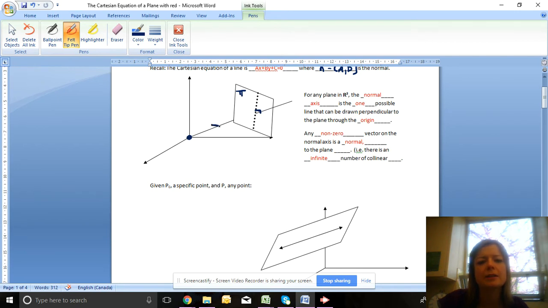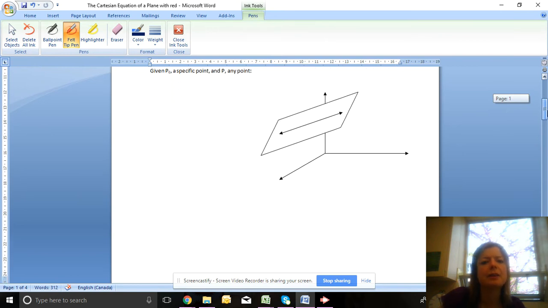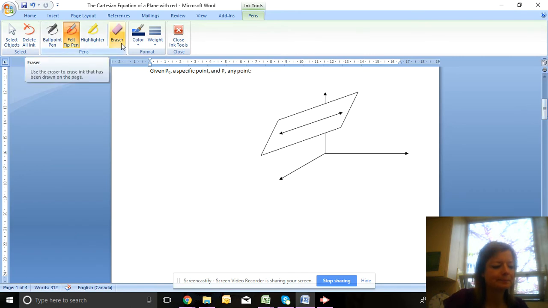Any non-zero vector on the normal axis can be the normal, which we call n, and we'll call it (A, B, C). So there are an infinite number of collinear normals. Again, a normal in this case will cut through the plane at a 90-degree angle. So using that, we're going to develop the Cartesian formula for a plane.